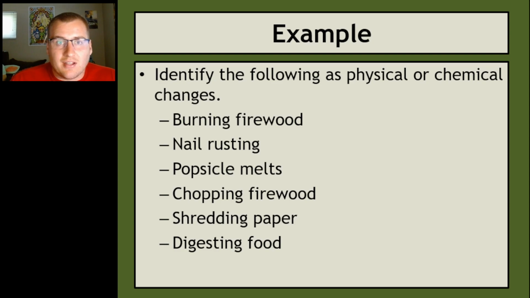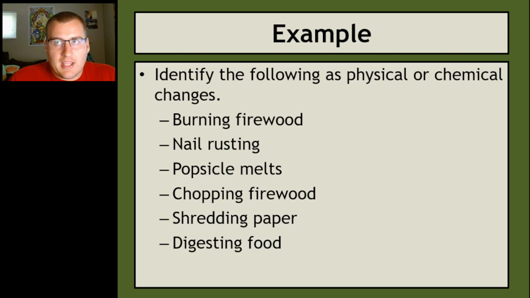A nail rusting is a chemical change. A popsicle melts. Now you have popsicle or popsicle juice, and it's kind of the same thing. And if I wanted to, I could just refreeze the popsicle juice back into a popsicle. So that's a physical change. Nothing's actually changing there. I still have my combination of probably fruit juice and sugar and water, but it's just in a different form. Chopping apart firewood. Now I can't just unchop it, but it's still firewood, right? It still has the same chemical composition, it's just a different shape. So that's a physical change as well.